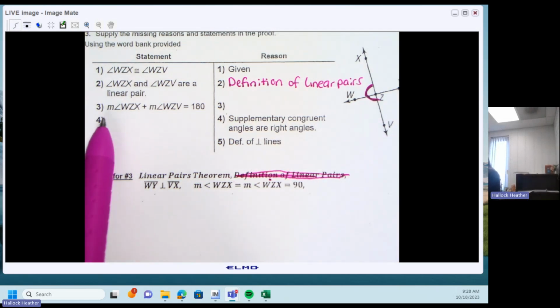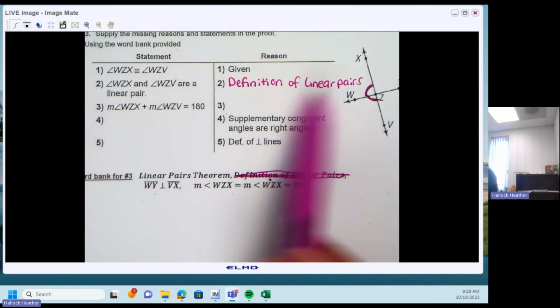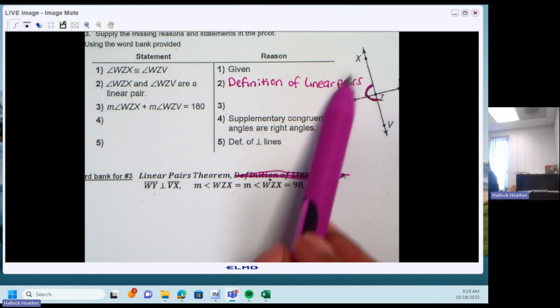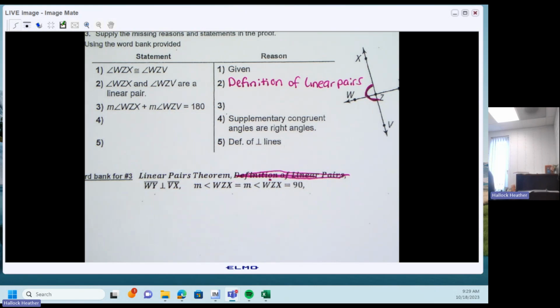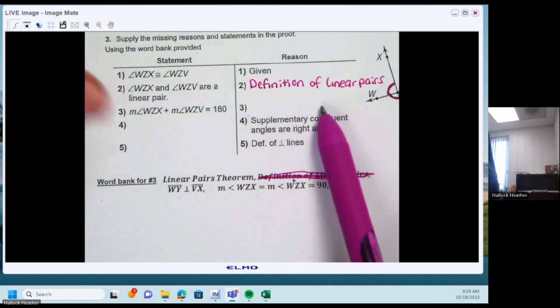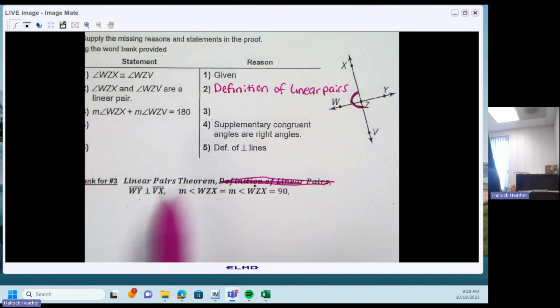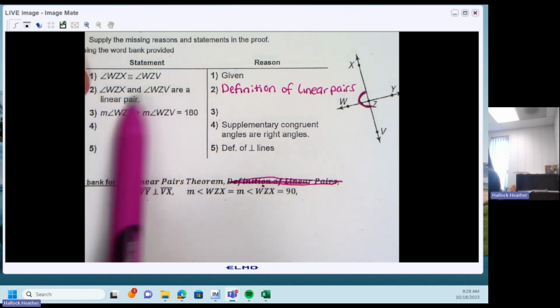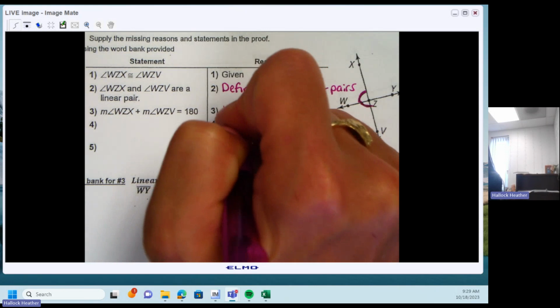Then using those same angles, it says the measure. So now we're talking about numbers because it says the measure of angle WZX, same thing, WZX, this angle, plus WZV, add to make 180. So they're adding to make 180. What is the reason that they add to make 180? Linear pairs theorem. So the only other word option is linear pairs theorem. The theorem is where it's literally an equation adding to make 180. The definition is in words saying that they're a linear pair. So this is linear pairs theorem.